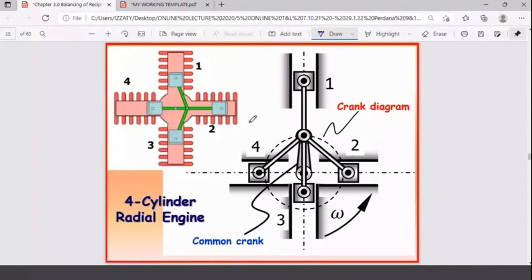Okay, now, so this is the numbering of the engine. They provide you 1, 2, 3, and 4. And remember, the rotation is counterclockwise from your seat. This one is given. They need to provide you this one.